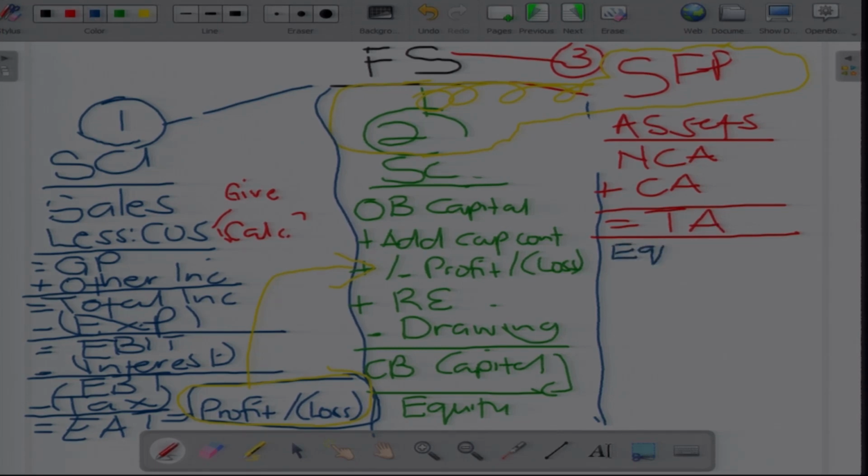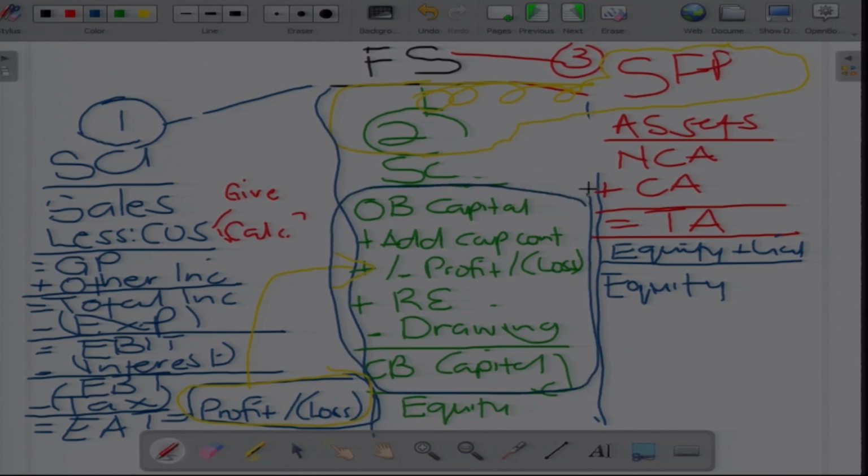Then we have equity and liability, right? Then we have equity. Now, what I said, incorporate into two statements. So you won't do the third statement, but you will do this framework here. You will do it here. And then this closing balance amount will then be your equity amount.